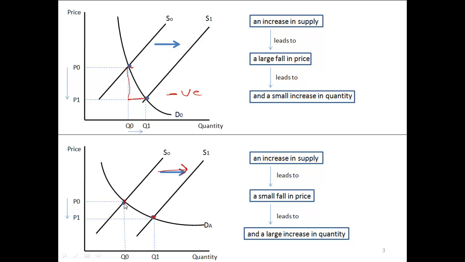Now when there is an increase in supply, notice that the price goes down by a relatively small amount, but the quantity has gone up by a larger amount. So a small change in price but a relatively large increase in quantity. This suggests an elastic demand curve.